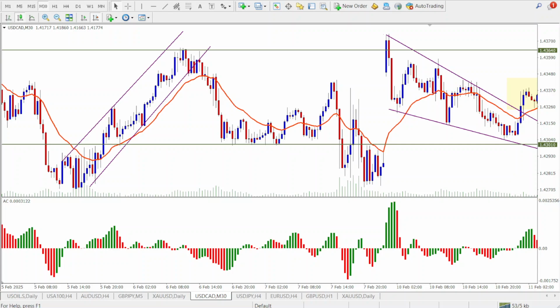All right, traders, that is a wrap. Now you know exactly how to use the Accelerator Oscillator to spot momentum shifts before they happen.